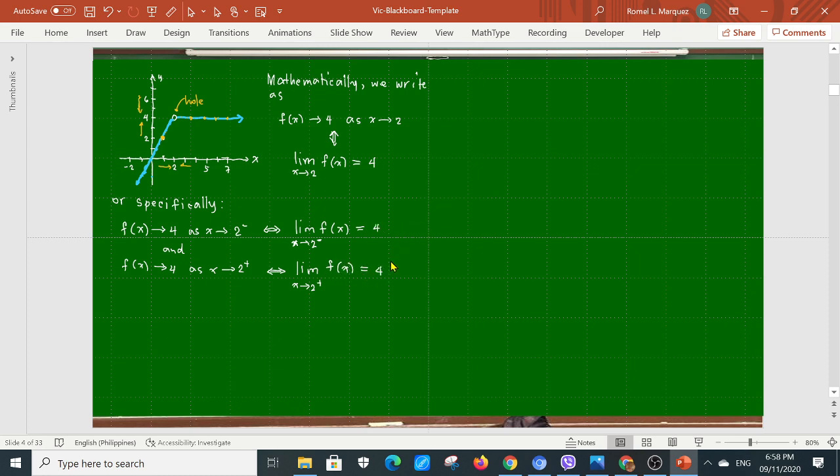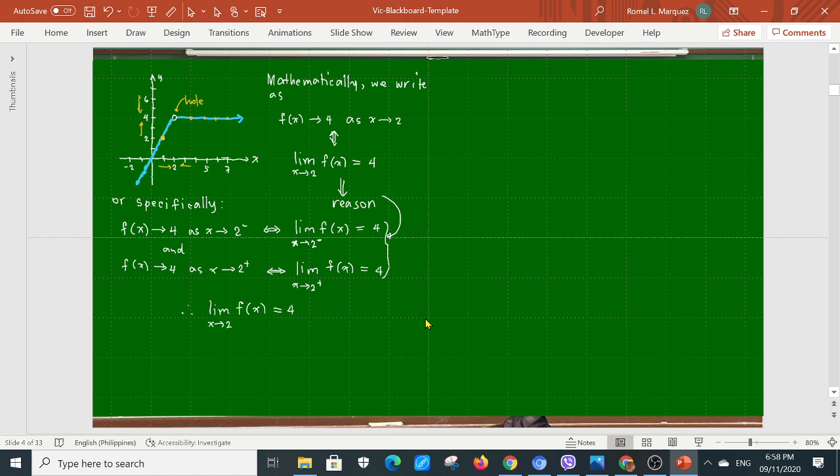So, since they are both equal, we conclude that the limit exists, and this is the reason why we say that the limit of f of x is equal to 4. So let's say I get a different limit. From the left, let's say I get 4. From the right, I get 0. So our conclusion is the limit does not exist.